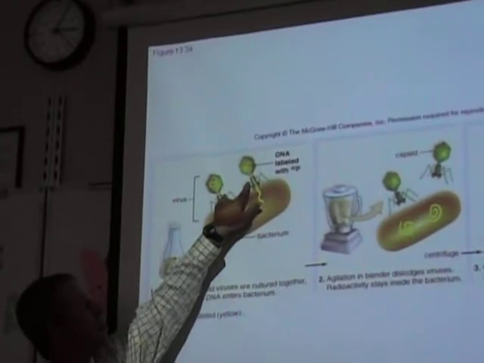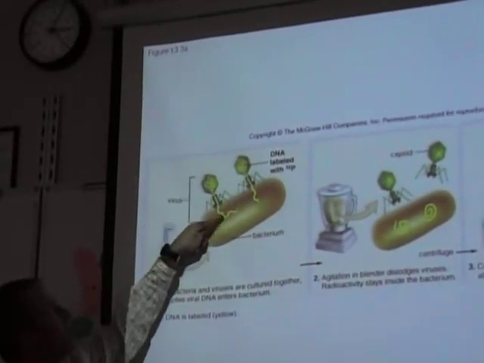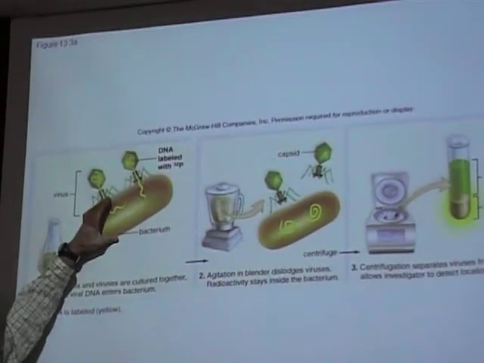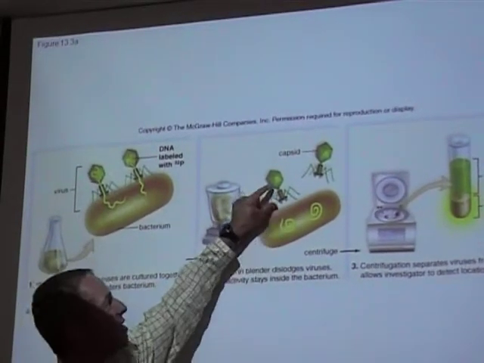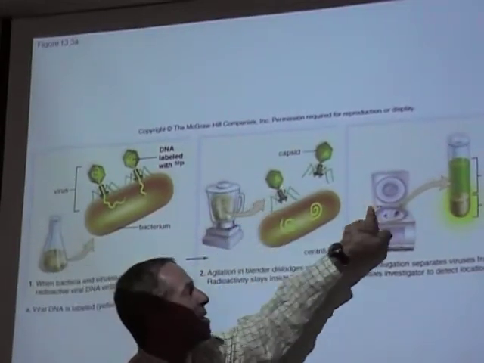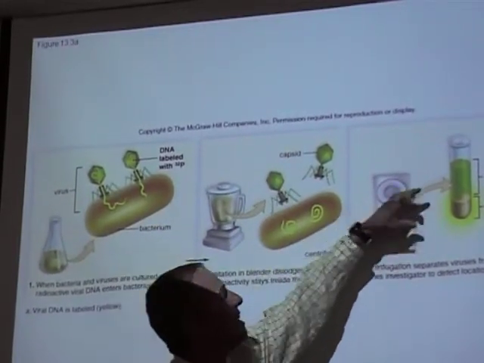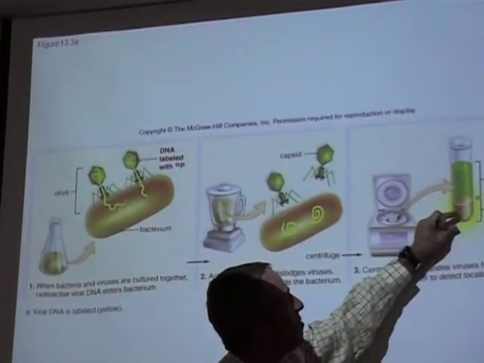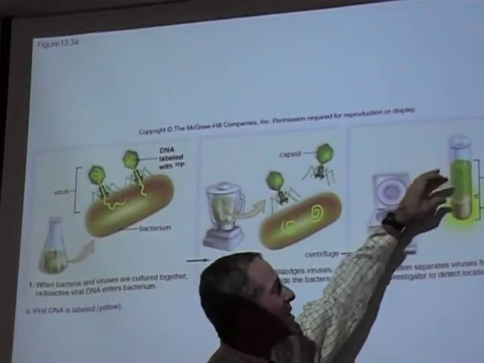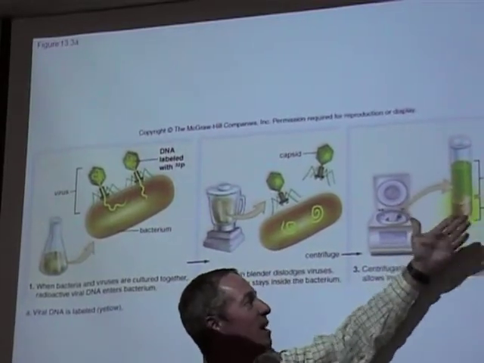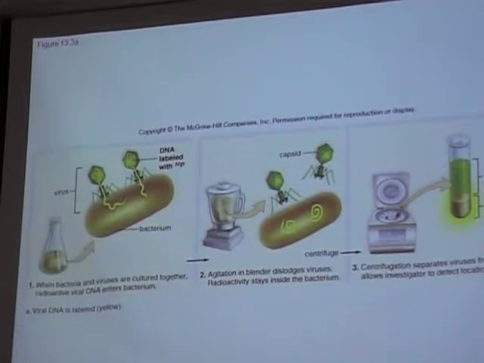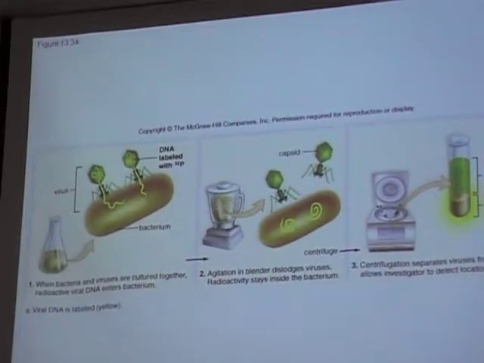Viruses injecting radioactive DNA into cells. Put them in a blender and the viruses come off of the cells. Put them in a centrifuge and spin them around. The heavy cells go to the bottom of the mixture. The light viruses stay on top. The heavy cells are glowing with radiation because the viruses pass their radioactivity into the cells. Gotcha. Got it now?